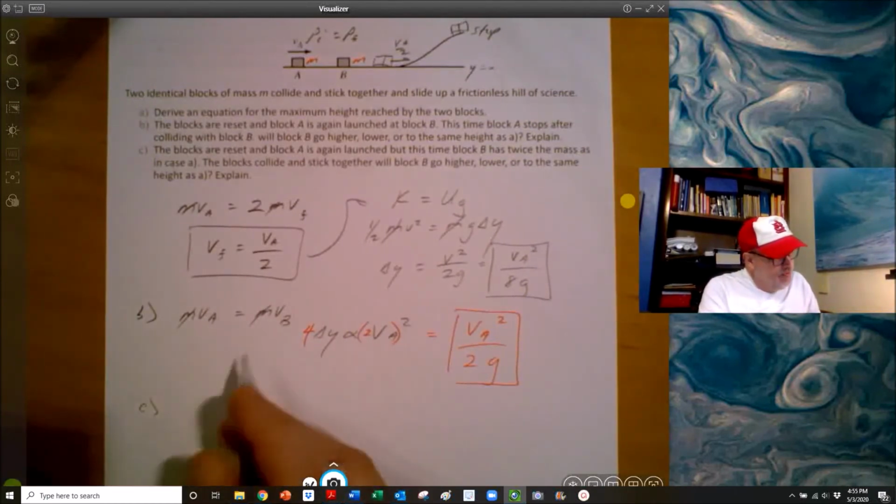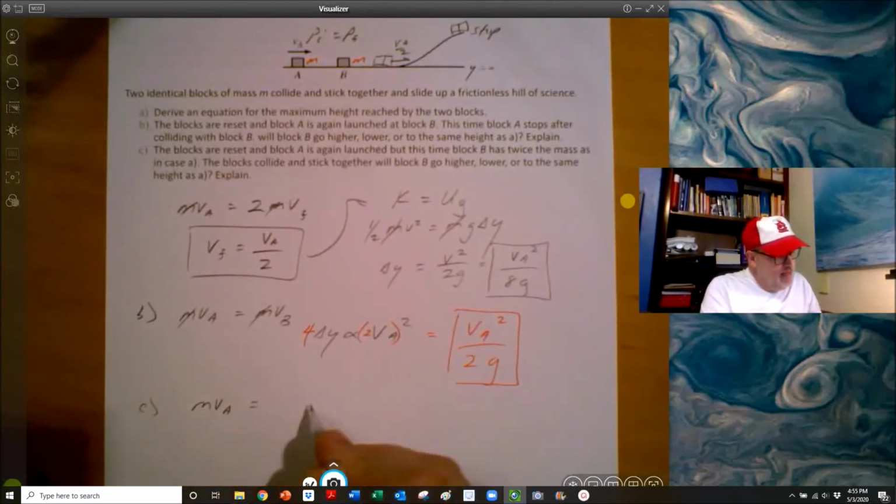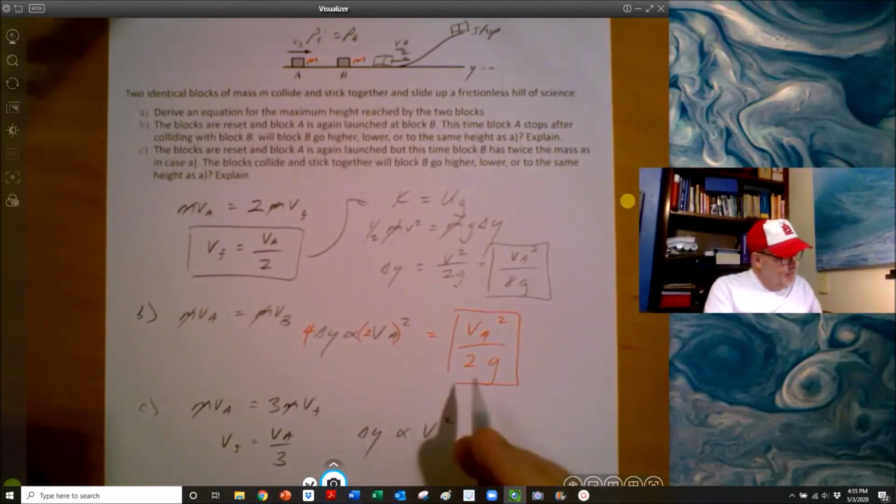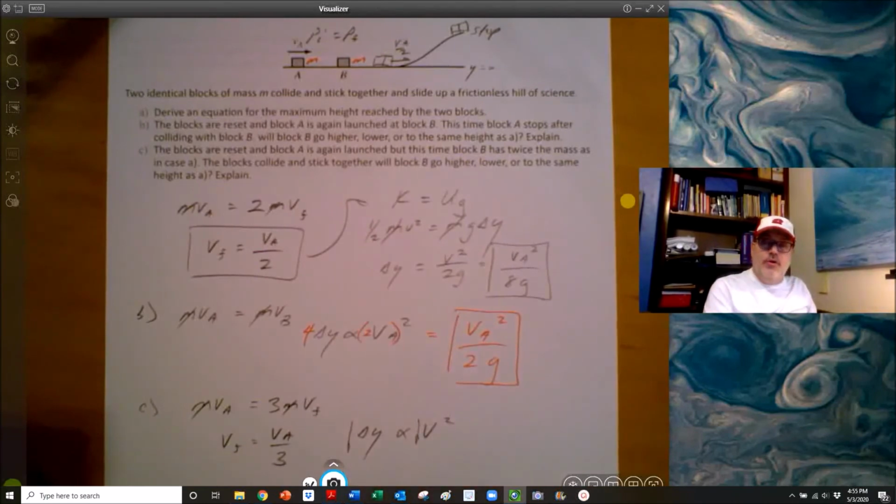All right, well, in part C, M V_A equals now, it's twice the mass as it was before, so we have 3 times M, V final. We now have less velocity final. It's V_A divided by 3, and we can see that delta Y is proportional to our original launch velocity squared. And since this is now getting smaller, this will also get smaller, so we'll not go as high.